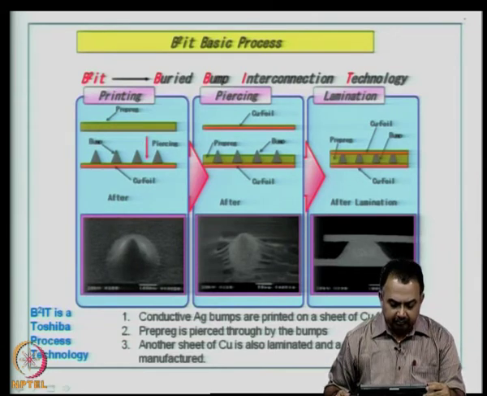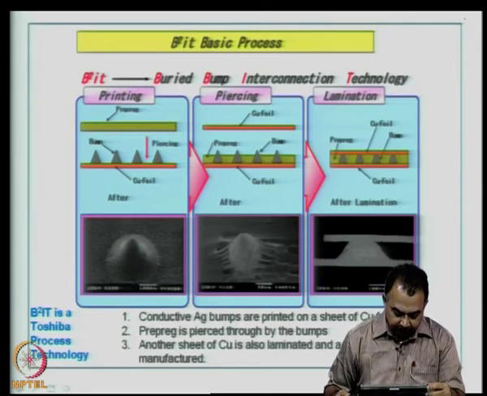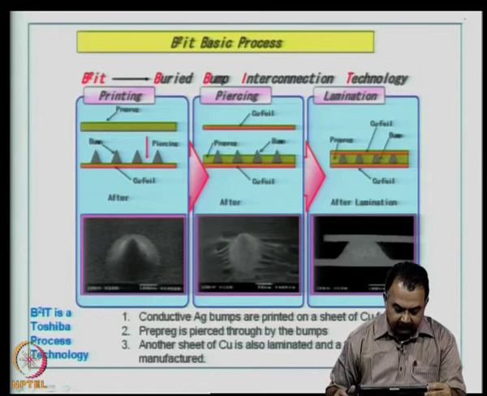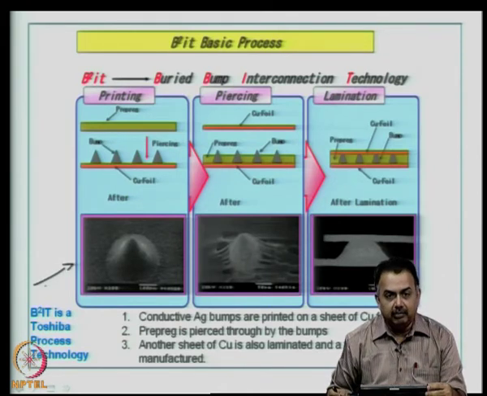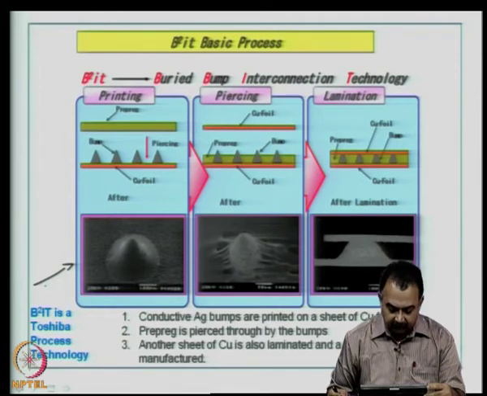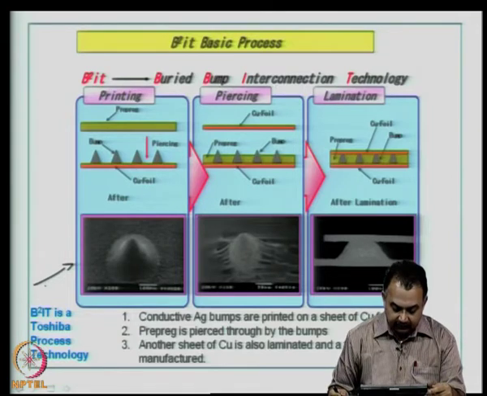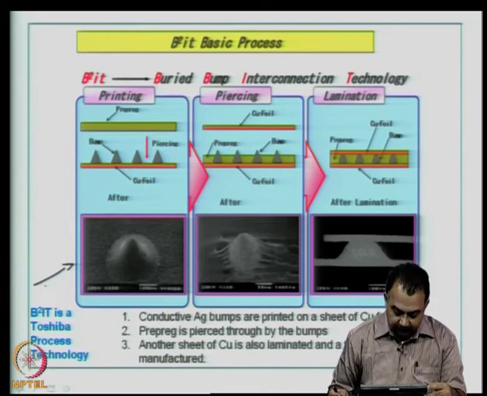Let us briefly describe the B squared IT process, buried bump interconnection technology. The first step on the left side you see there is a picture of the silver bump. Silver is a conductive material, probably mixed in an epoxy media. So, silver paste can be used with suitable thixotropic conditions.